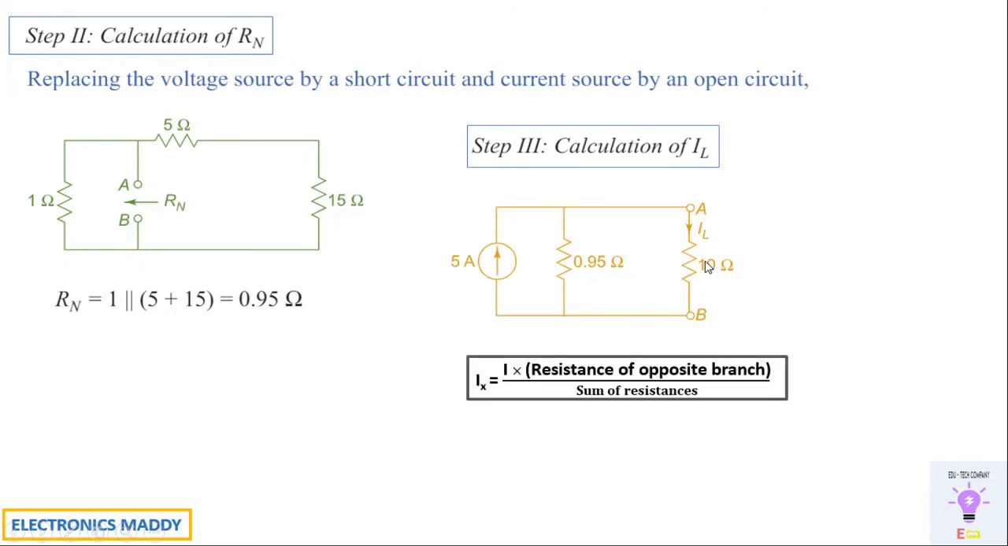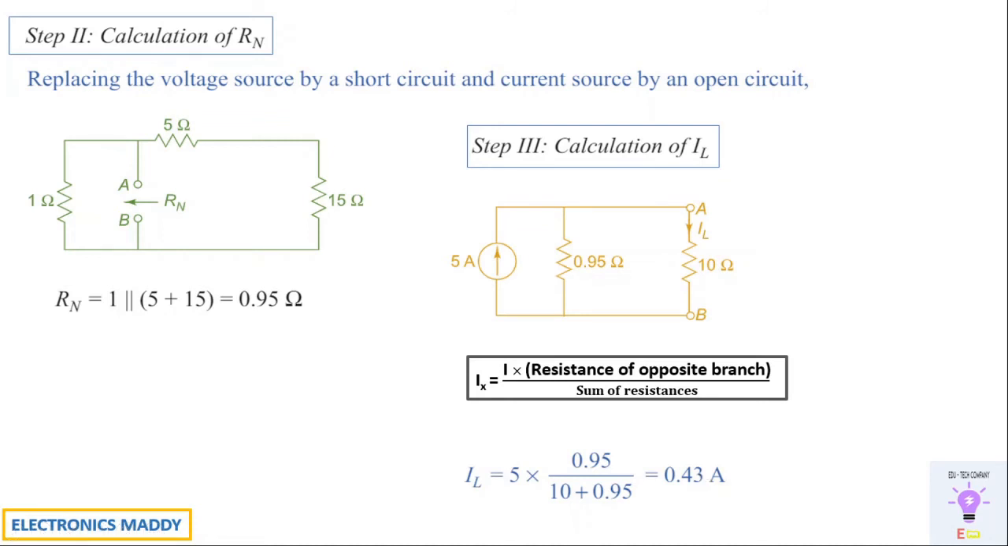So we'll be applying the current division rule. How do we find IL? IL is found by this formula, using the current division rule. 5 is the actual value of the main current flowing in this particular circuit, multiplied by the resistance of the opposite branch. So the resistance of the opposite branch with respect to 10 ohms here is 0.95. I'll be writing that, and dividing by the sum of these resistance values. So you'll be getting 0.43 amps. This is our approach to determine the load current.